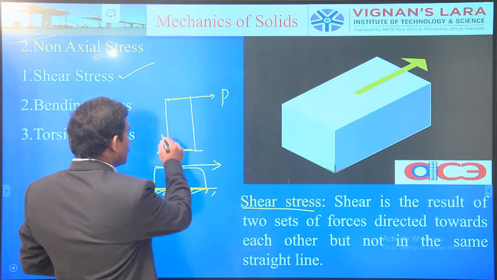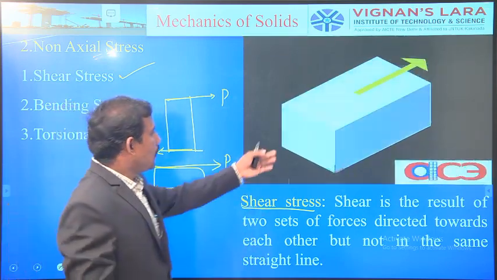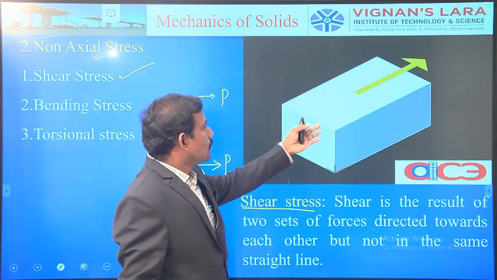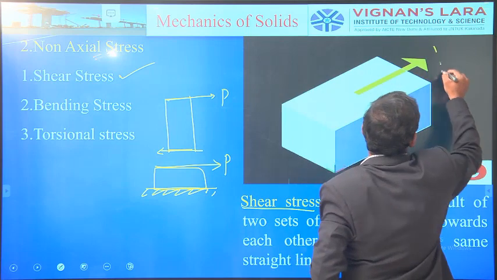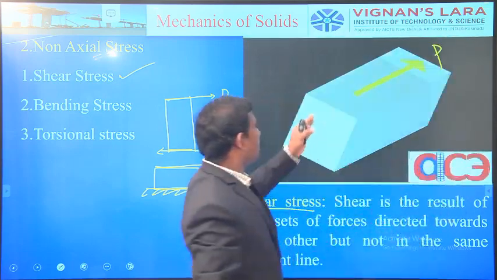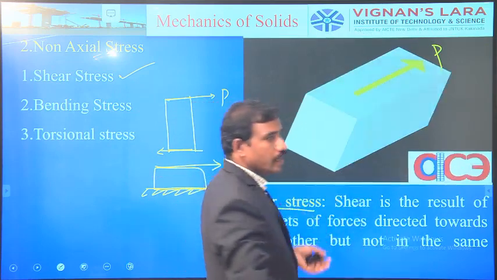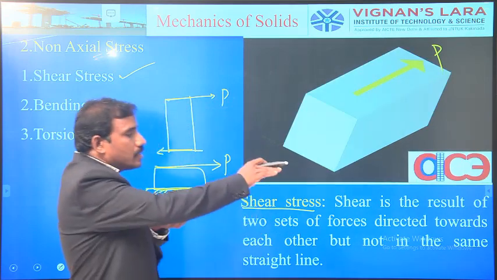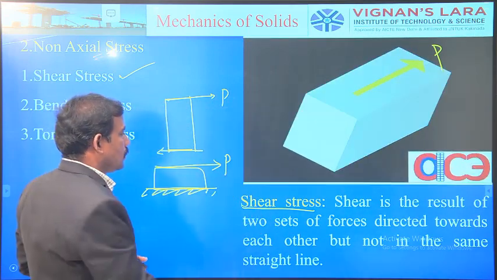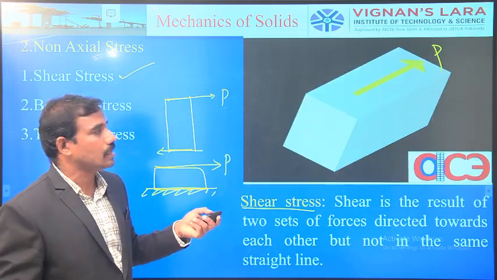So this stress is induced due to the shear force. This animation shows it better: a force of magnitude P is applied on the top surface of the structural member. The bottom surface of the structural member is fixed. So due to this applied force, there is a deformation tangentially. That is the shear stress. The corresponding strain is called shear strain.